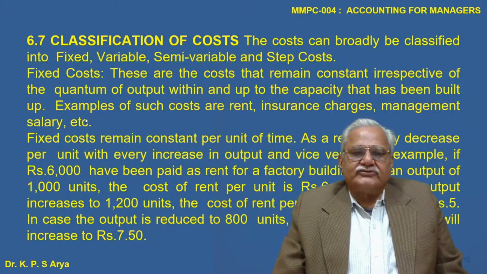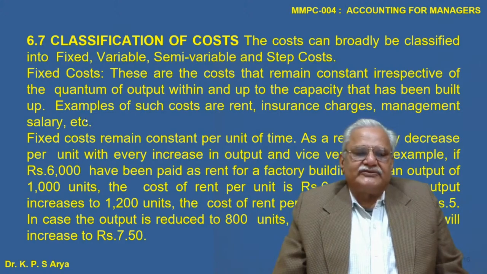Fixed costs are those which remain constant irrespective of the quantum of output within and up to the capacity that has been built up. Examples of such costs are rent, insurance charges, management salary, and purchase of land and building. Fixed cost remains constant in total, so they decrease per unit with every increase of output, and vice versa.